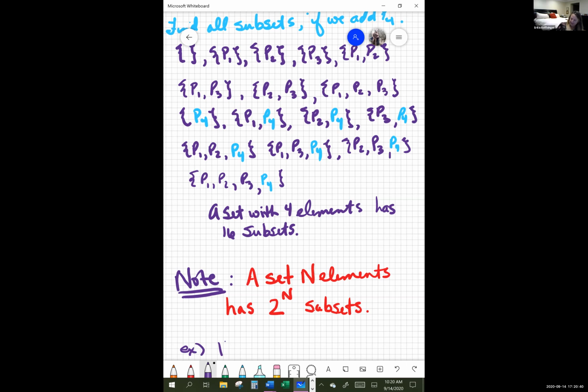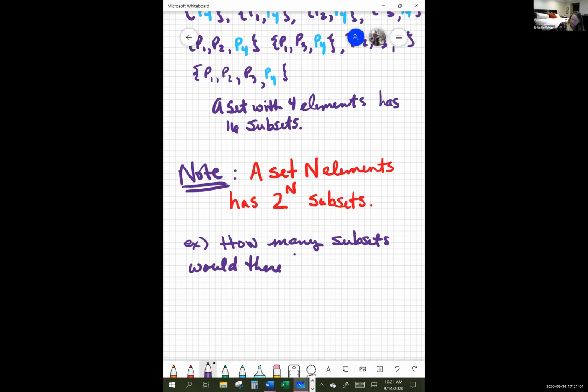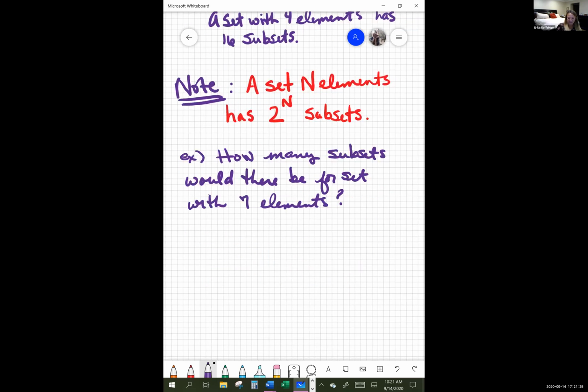So using this, we could find how many subsets any number of elements in a set has. Do I want to list them? Probably not, but I can find them. So how many subsets would there be for a set with, let's say, 7 elements? According to this, we would look at 2 raised to the 7th power.